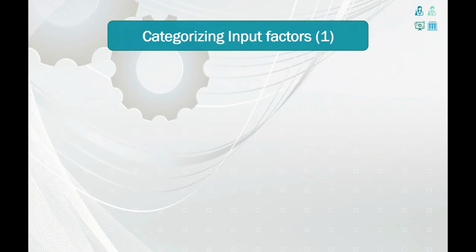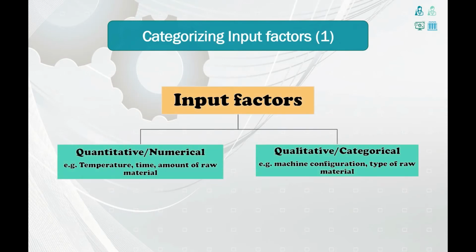It is important that we take a moment to discuss the different ways by which input factors can be categorized in a design of experiments context. The first way to classify input factors is by deciding which of them are quantitative or numerical and which are qualitative or categorical.